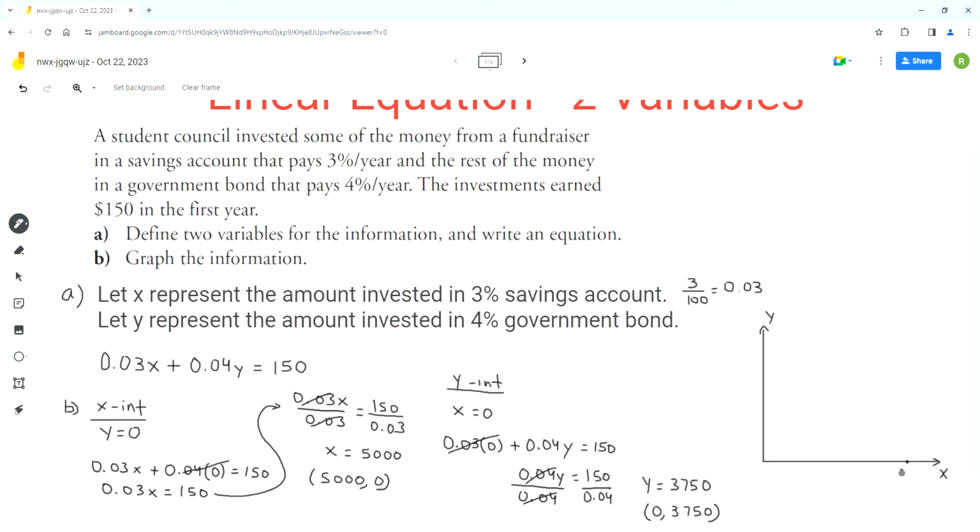So let's assume this is your $5,000. And you'll have to use an appropriate scale on the y-axis to show the y-intercept. So let's assume the y-intercept is here, $3,750. So the graph can be drawn by joining these 2 points by a straight line. So this is the graph of this equation.